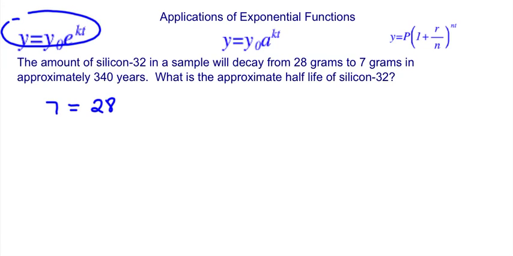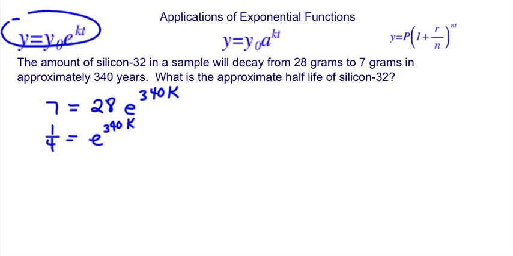So 7 is equal to 28 e to the 340k, and I'm looking for k to start out. So 340 years. The first thing I'm going to do is solve for my constant. Well, if I divide by 28, that's going to be 1/4 is equal to e to the 340k.